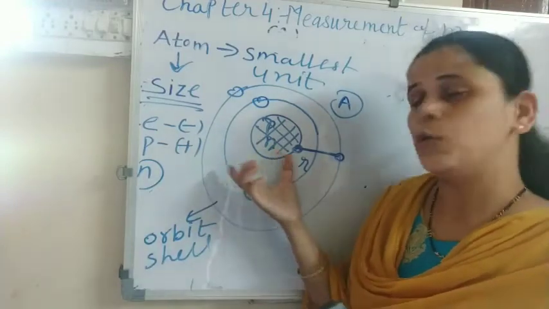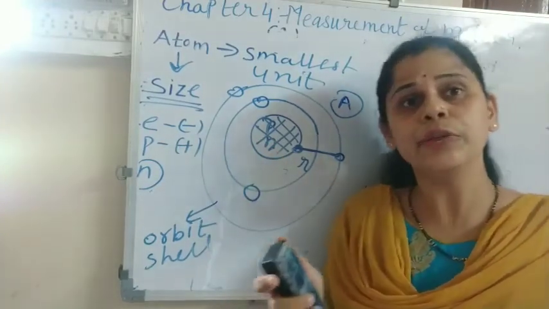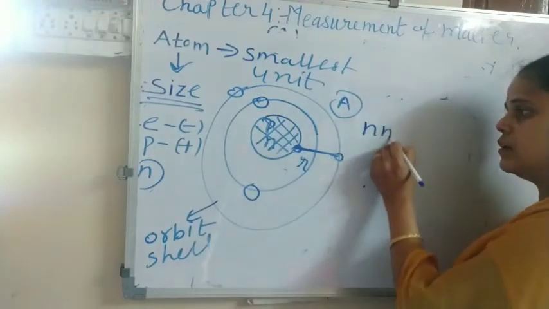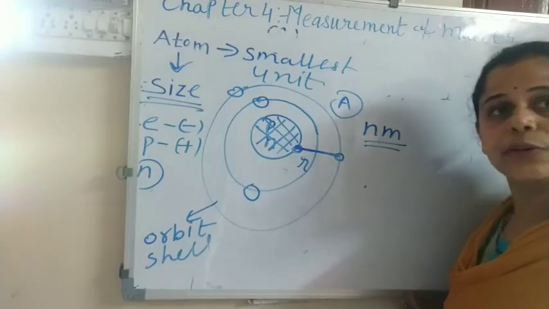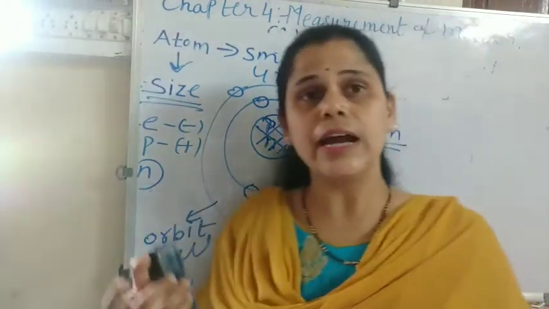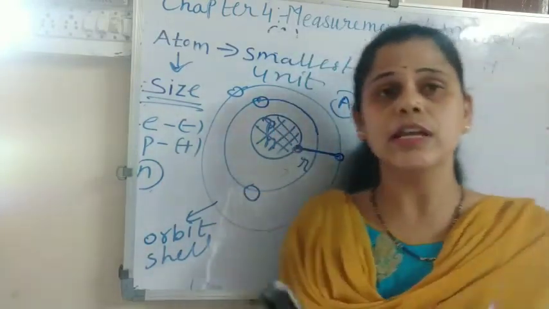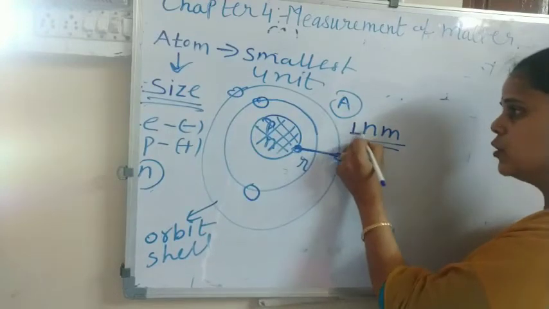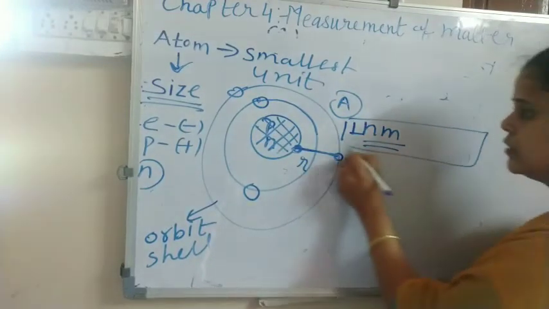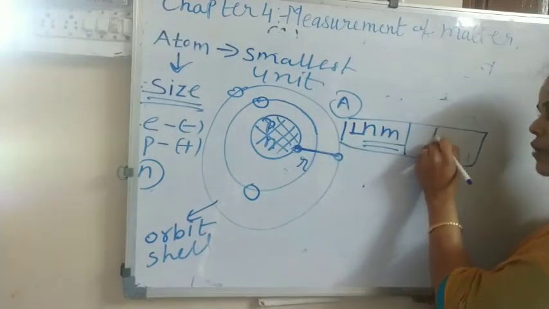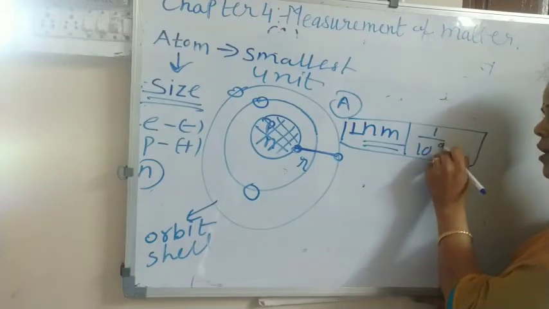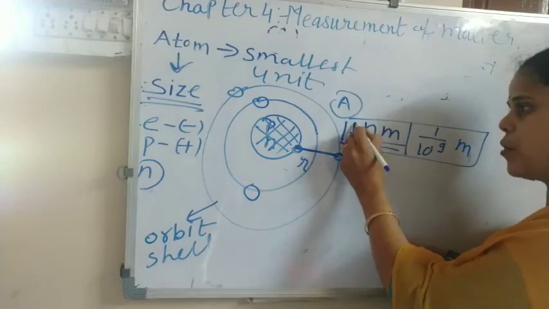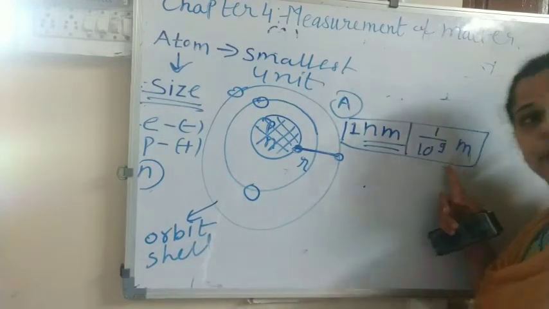Okay, the atomic radius is measured in the unit nanometer. Nanometer is a unit to measure the atomic radius. What is the relation between meter and nanometer? 1 nanometer is equal to 1 upon 10 raised to the power 9 meter.